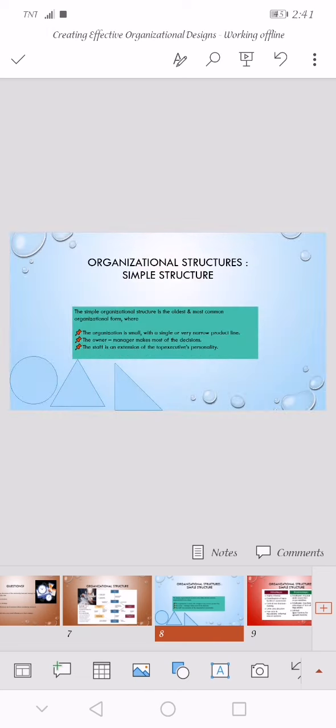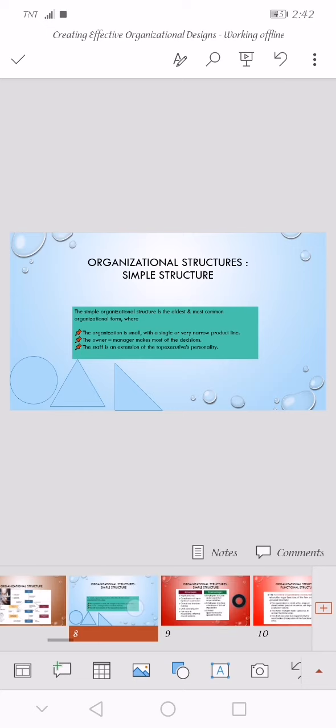Organizational structure, simple structure. The simple organizational structure is the oldest and most common organizational form where, first, the organization is small with a single or very narrow product line. Second, the owner-manager makes most of the decisions. Third, the staff is an extension of the top executive's personality.